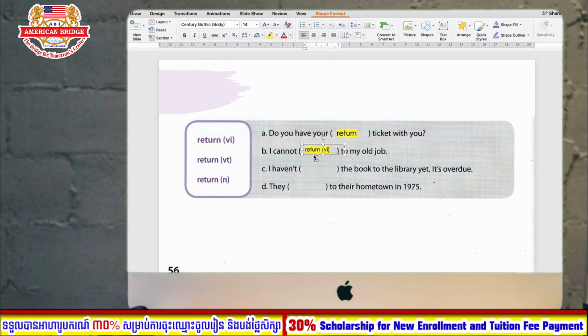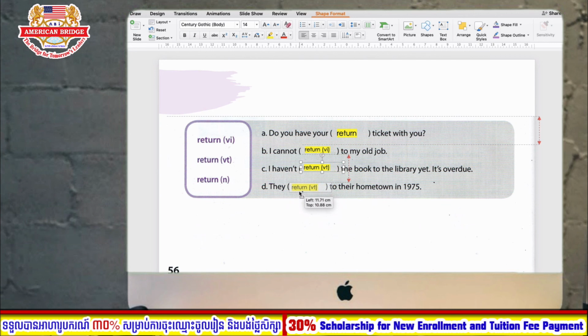How about letter C? I haven't returned the books to the library yet. It means you put it back to its previous place, so it's a verb, transitive verb. And the last one: they return to their hometown, which means they go back to their hometown, as the intransitive verb.